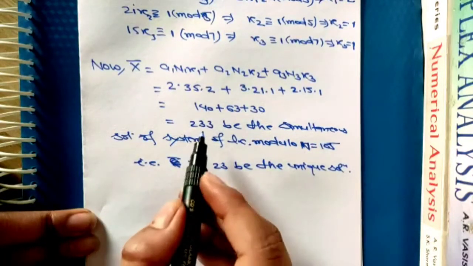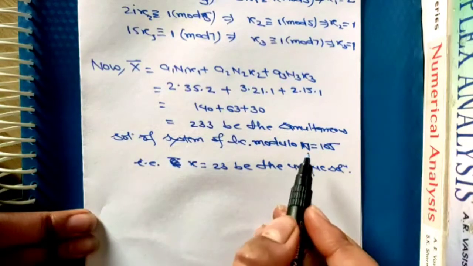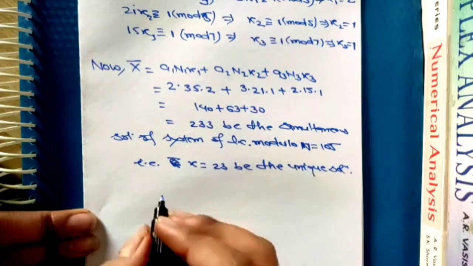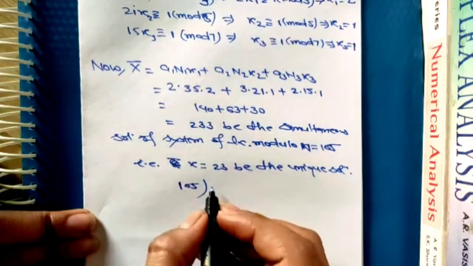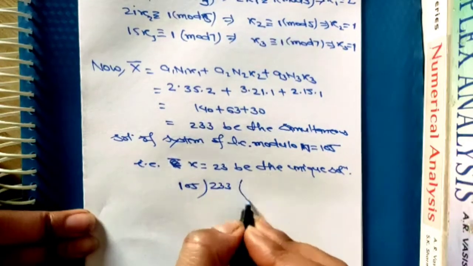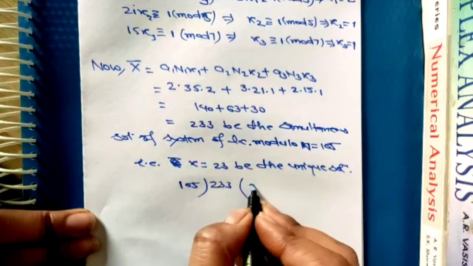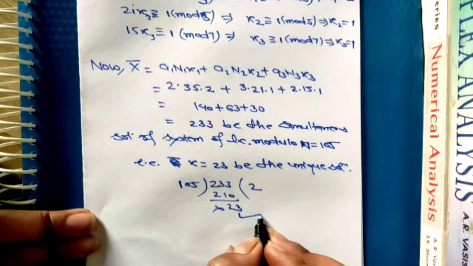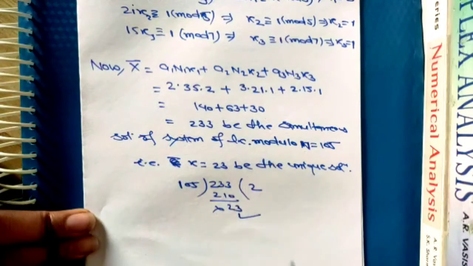So here I write 23. Why? Because modulo n value is 105 and this is bigger. So we divide 233 by 105. We get the remainder 23. And this remainder value is the unique solution for the given system of linear congruences.